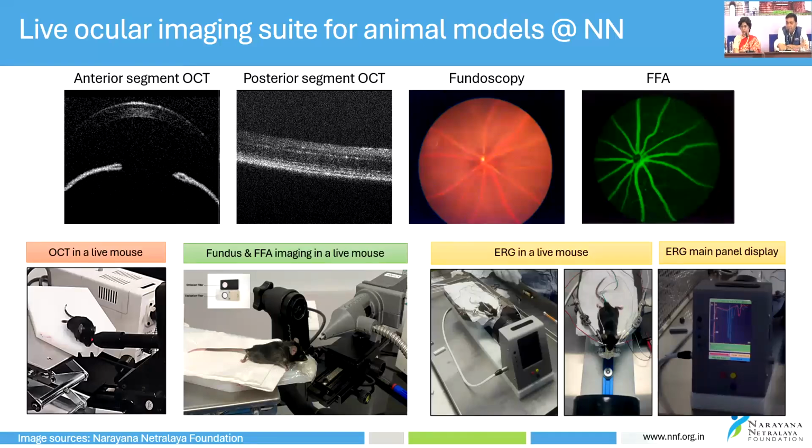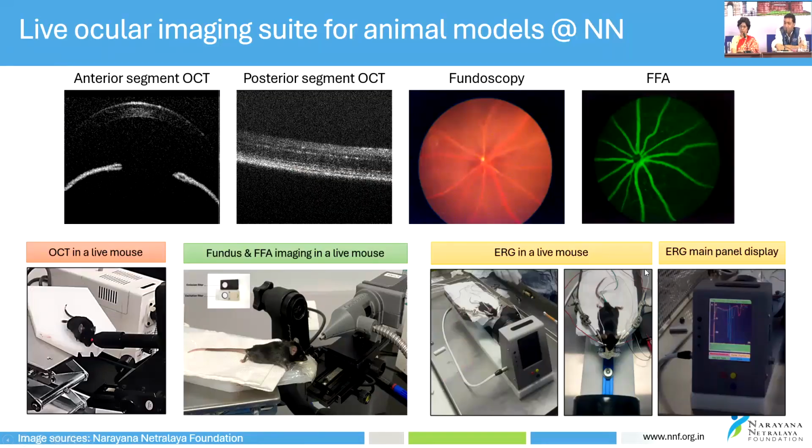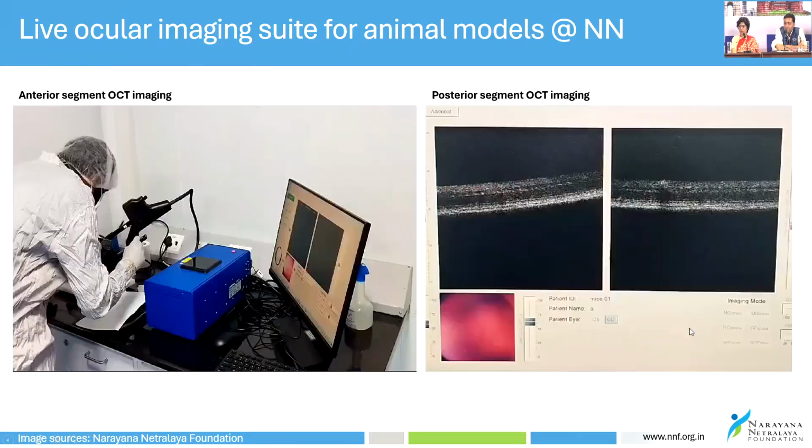I think the team and Tirumalesh is very good with animal work. He's very gentle, and he does a lot of animal related work in this. And interestingly, we can also do an electroretinogram. I think Purna Chandra will start looking at ERGs on those animal models as we move on.